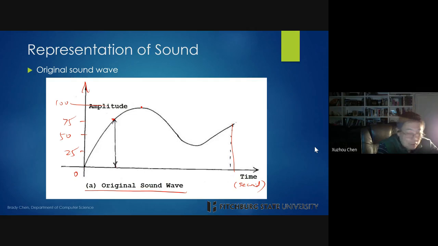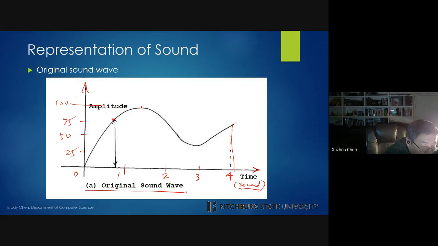Now, how can you digitalize the sound wave? This is how the computer system does it. Typically, time is measured based on, for example, a second. Here's 1 second, 2 seconds, 3 seconds, 4 seconds, so this is a music of 4 seconds. In order to convert the analog waveform into a digital one, you need to pick some samples.